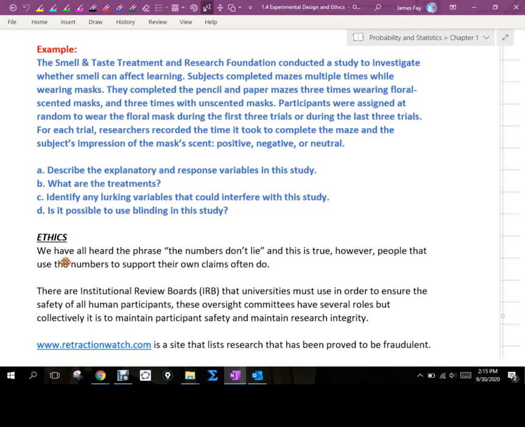So this example says the Smell and Taste Treatment and Research Foundation conducted a study to investigate whether smell can affect learning. Have you guys ever heard like eat peppermint when you are trying to learn something, and then when you are being assessed or taking a test, eat the peppermint again, and that can trigger memory recall and retention. You can do the same thing with chewing gum.